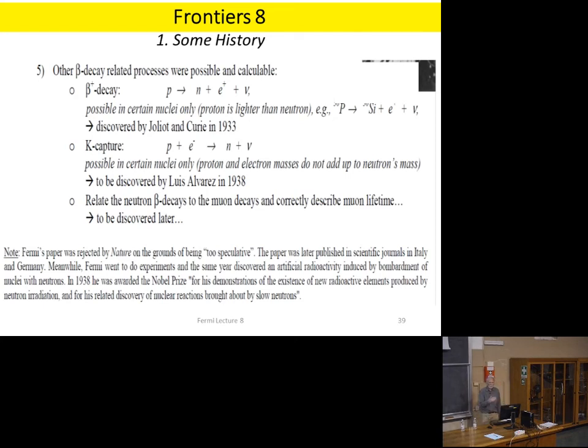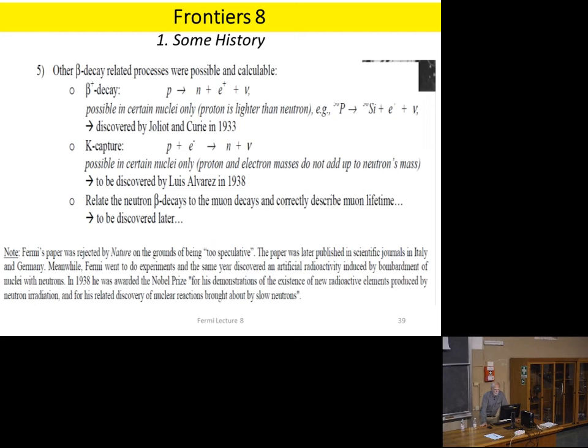And you could look at all the other beta decay using the same mechanisms. So I've shown several examples here. Beta decay is the top one, but I could also look at K capture and so forth. And this general picture of weak interactions is what preceded.